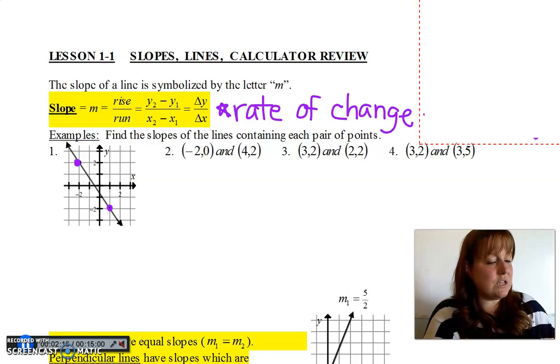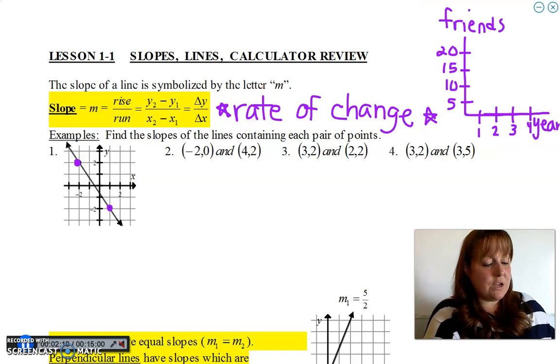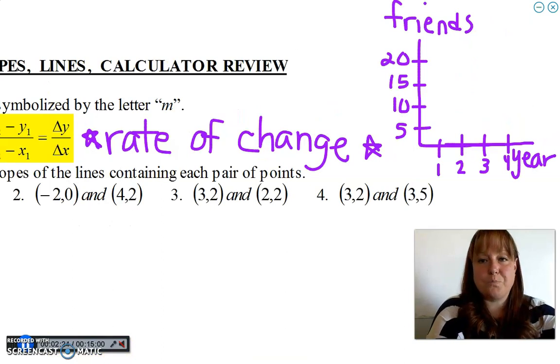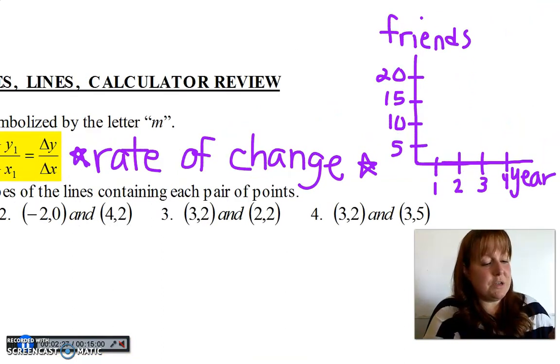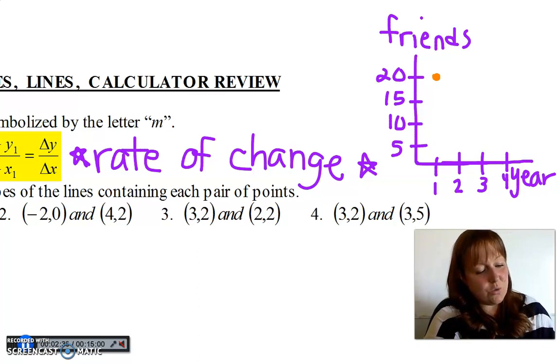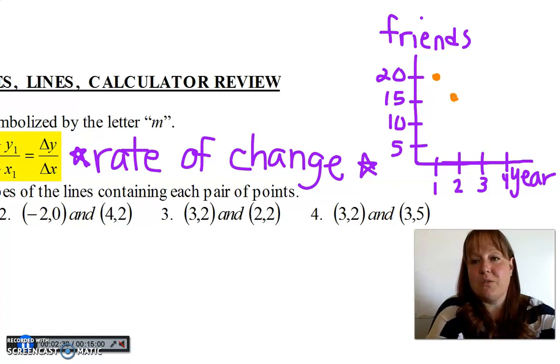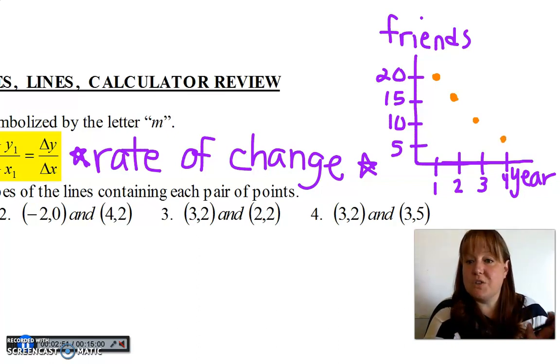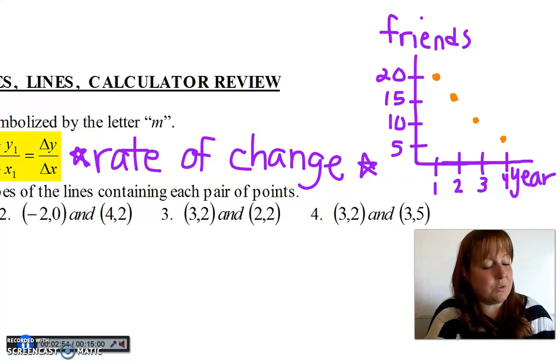So let's look at this in a real world example. Here is a graph of how many friends you have in a year of high school. Now, you start out freshman year with like a ridiculous number of friends. You got 20 friends, right? And you're just like the most popular person in school. And then the next year, you decide some of those friends are super fake, so you get rid of them, and now you only have 15 friends. And then the third year, you're like, man, I got a job, I got homework, I'm just going to keep the 10 best friends that I have. And then in the fourth year, you go down to just 5 friends because you're like, these are the people I actually want to be friends with for the rest of my life.